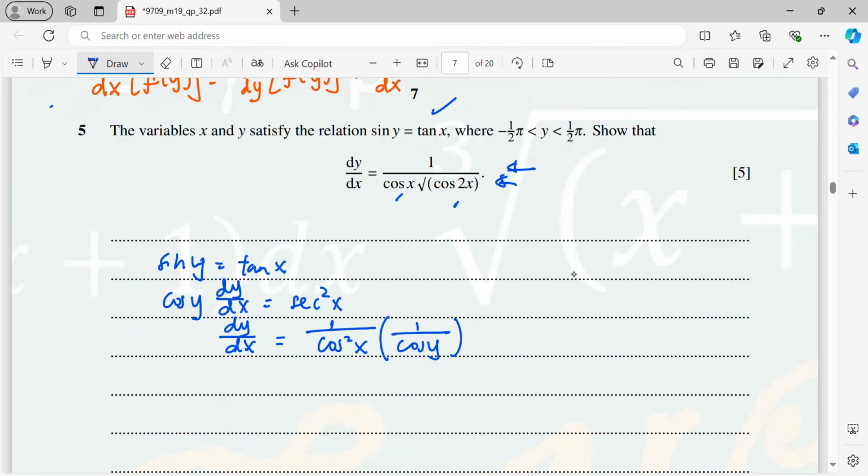Okay, now cos square x, so from here I have cos y. You are given sin y, the answer without the y, and now I am getting cos y in my answer. Therefore, I need to use this sin y equals tangent x to solve for cos y. So what to do is you just draw a right angle triangle.